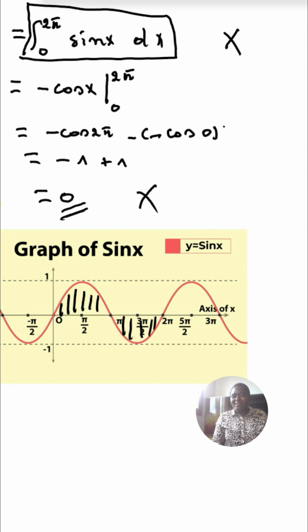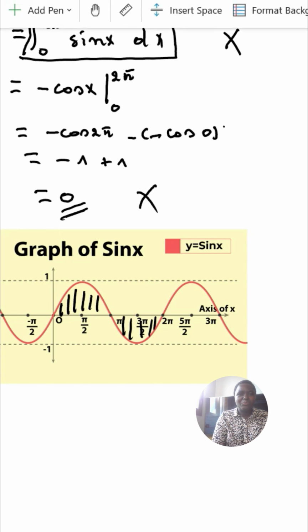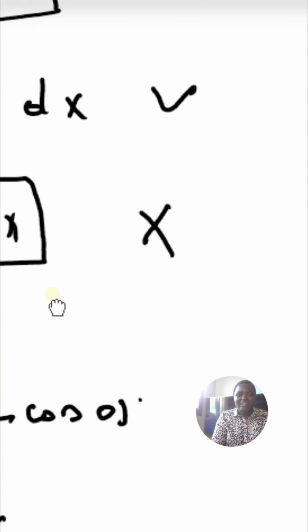Yeah, but why? Because at this interval from 0 to pi, we have positive values. But at this interval from pi to 2 pi, we have negative values. But when we square them, this will give positive values. That's why I'm saying that, let me show you what I'm saying.